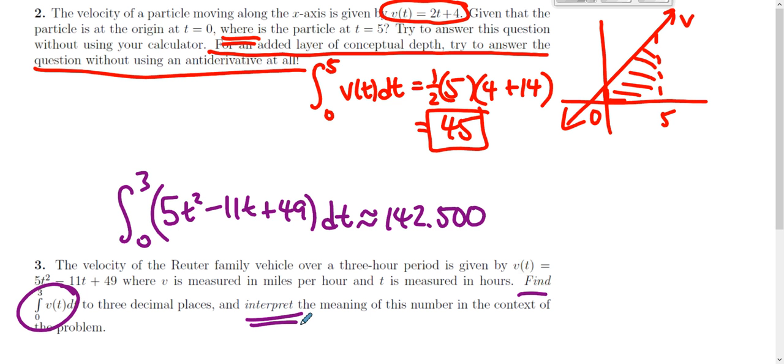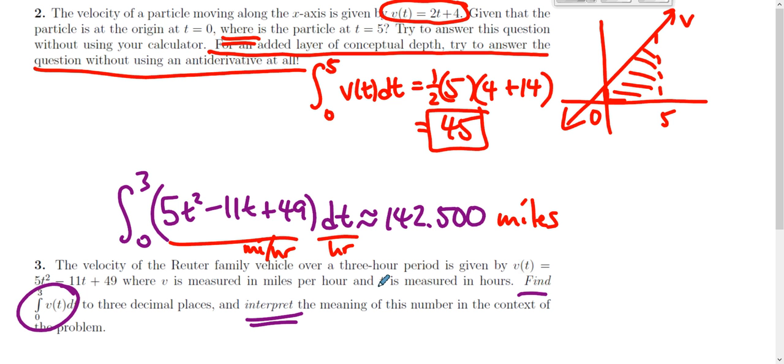So then interpret this number. Interpret the number. Well, this is in miles per hour, and this is in hours. So this is a number of miles. Miles for what? Well, it was the velocity of the Reuter family vehicle over a 3-hour period. So this integral means that the Reuter family vehicle traveled 142.5 miles over the first 3 hours, over this particular 3-hour period.